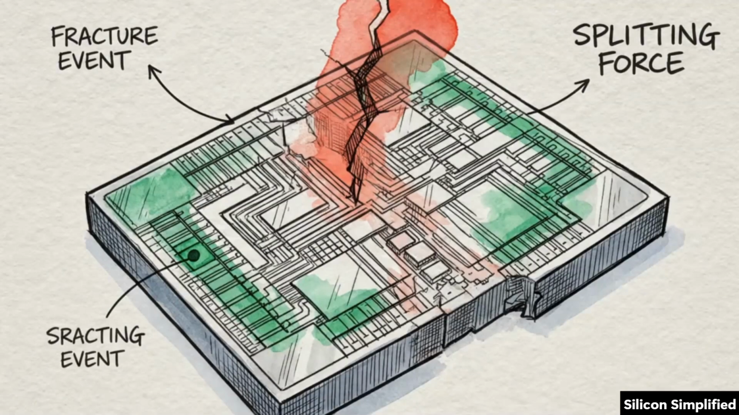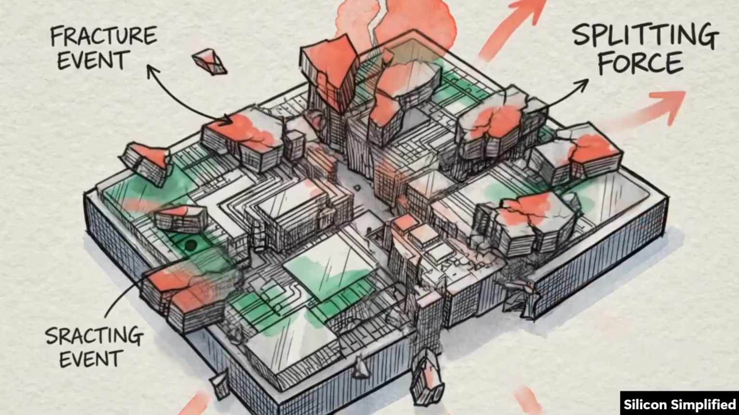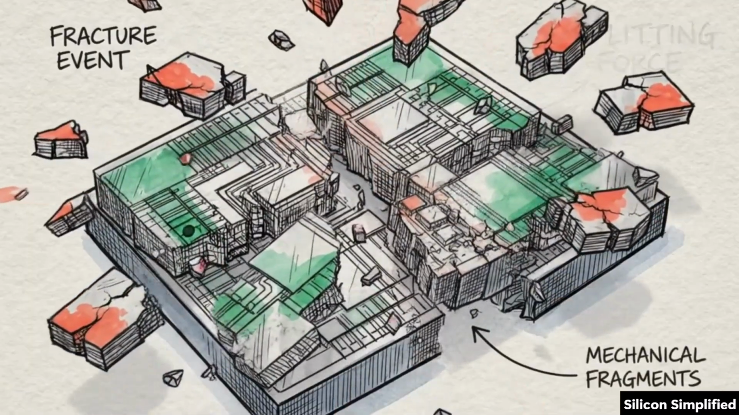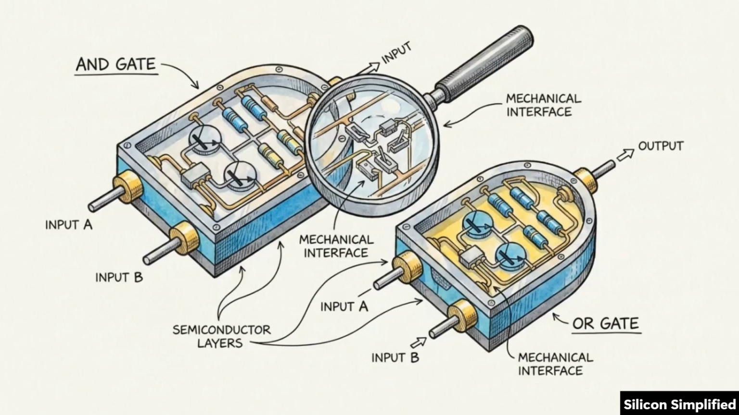Imagine a digital design that clears every hurdle, verifying perfectly in the simulator. But the moment it is manufactured and powered on, it fails completely. To understand why this happens, we have to look at the strict physics of combinational logic.